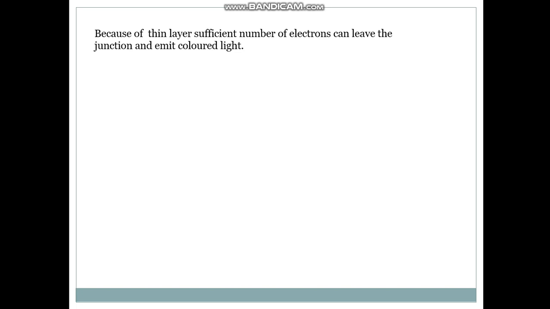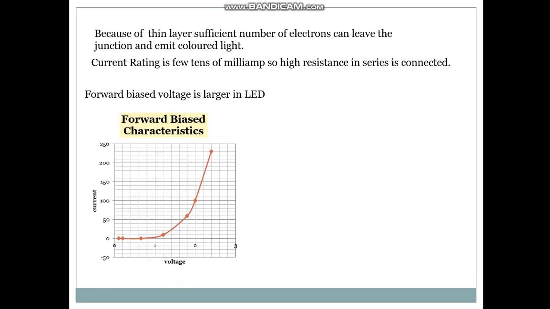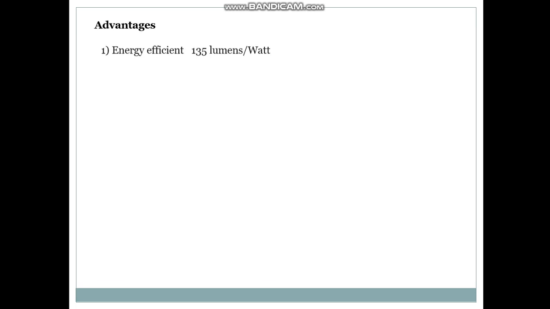Because of the thin layer, a sufficient number of photons can leave the junction and emit colored light. Current rating is a few tens of milliamps, so a high resistance in series is connected. Forward bias voltage is larger in an LED. So as you can see from the graph, it is more than one. This is the schematic structure of the LED: the epoxy lens, the wire bond, reflecting cavity, the anode and the cathode.